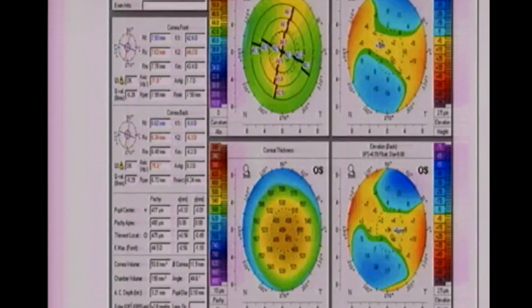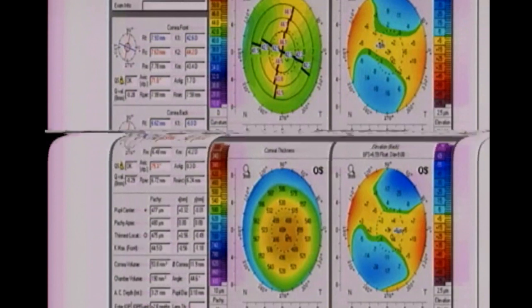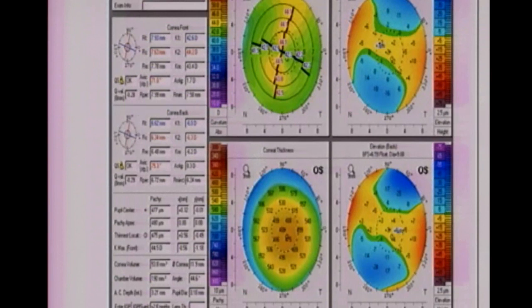Okay, and this is the left eye. K1 is 42, K2 is 44, and what do you want to know more? 29. Her refraction is minus 8. Okay, and this is her topography. So the question is, are you going to choose corneal or lens-based refractive surgery, and why? Corneal means laser or LASIK, or lens-based refractive surgery.